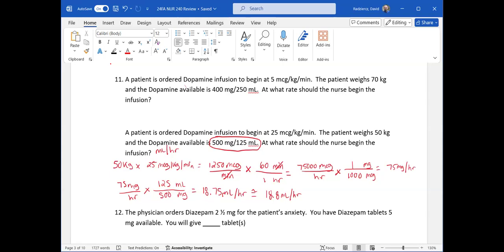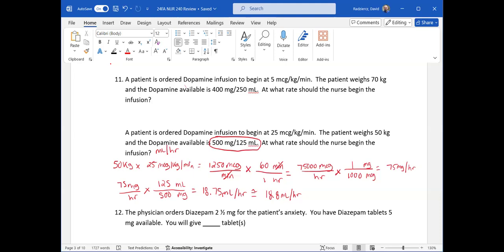Okay, and then, don't understand the first part. All we're doing is multiplying by the patient's weight. Then you have to convert to make sure that you're in the same units. So micrograms, you have to convert to milligrams. Minutes, you have to convert to hours. If you do that differently, as long as you get to the same answer, then you're doing it correctly. But that's why we're doing it: you can't compare milligrams to micrograms. They have to be in the same units.